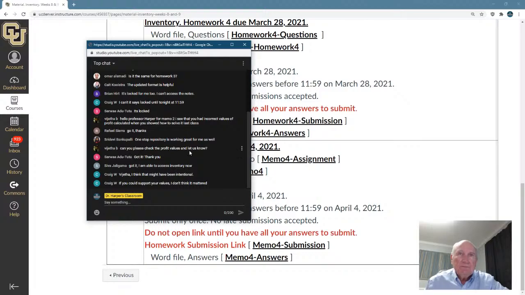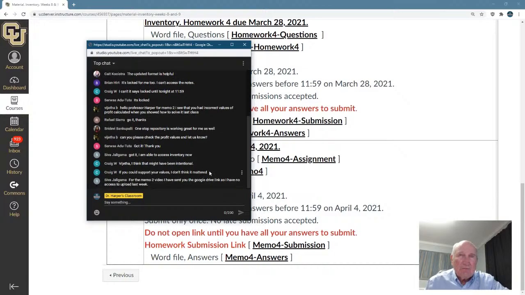Got it. Thanks. Got it. To access inventory now. Very good. I think that might have been intentional. If you could support your values, I don't think it mattered.